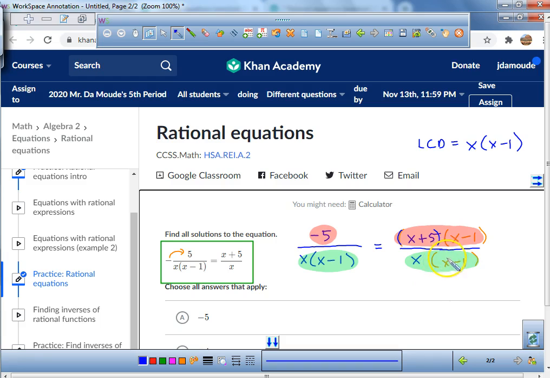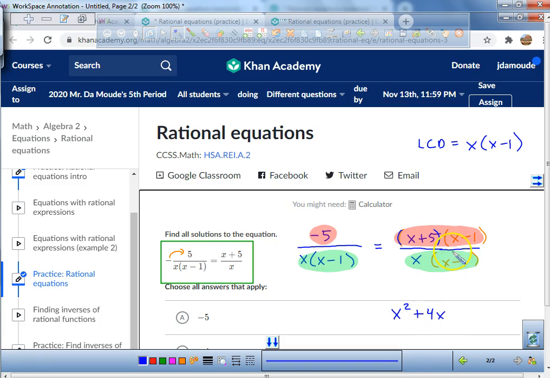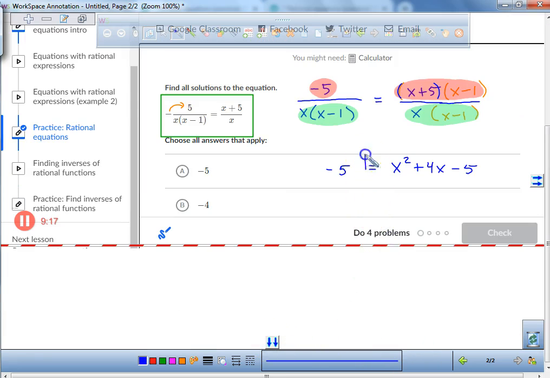Now, we could do the FOIL method, but we don't actually have to use the FOIL method on this one. Check this out. We can just say, what is 5 plus a negative 1? So we know we're going to have x squared plus 4x. And what's 5 times negative 1? Negative 5. So 5 minus 1 is 4, and 5 times negative 1 is negative 5. That's kind of a shortcut if you just have two binomials and the coefficient in front of the x is just a 1. So we don't have to do the FOIL method. Equals. Hey, look what's on the other side, everybody. Negative 5. This is going to make our life super easy.